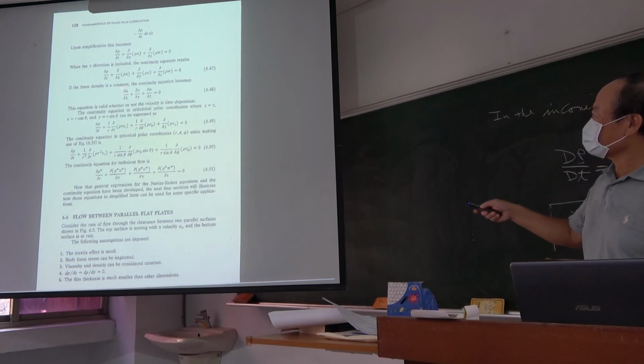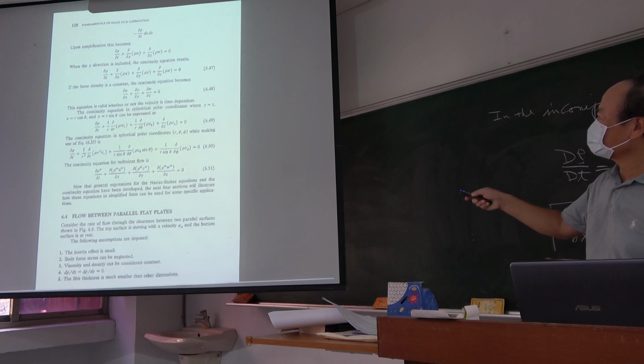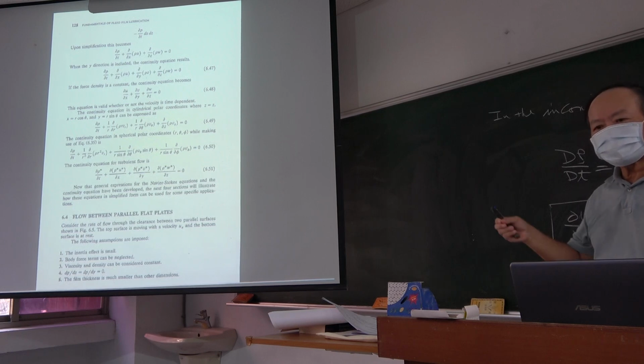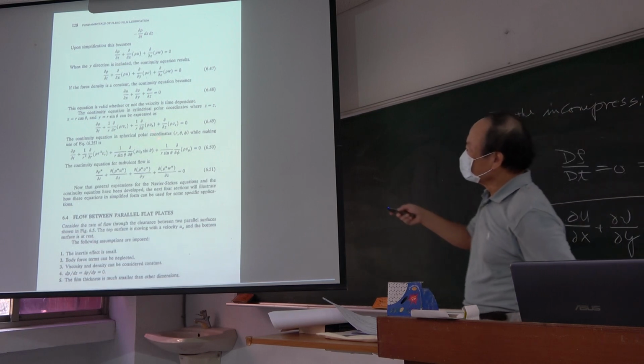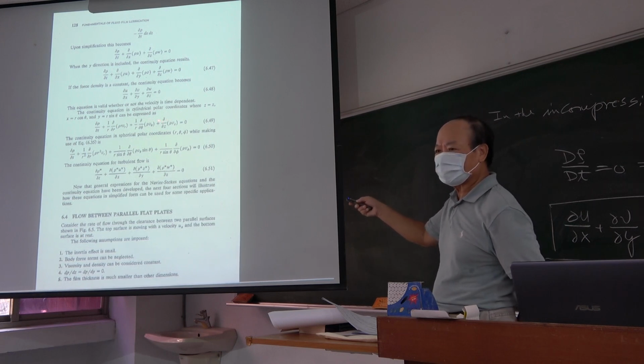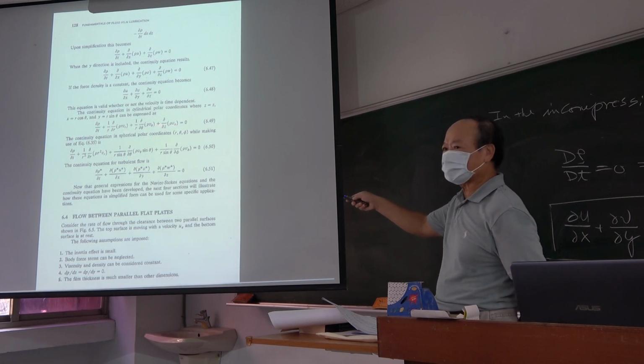Okay, so this is the continuity equation for incompressible flow. All right, this is for compressible flow. But these two equations are defined in the Cartesian coordinate system. If your system is operating in a cylindrical coordinate system, like a circular pipe, your continuity equation looks like this one.